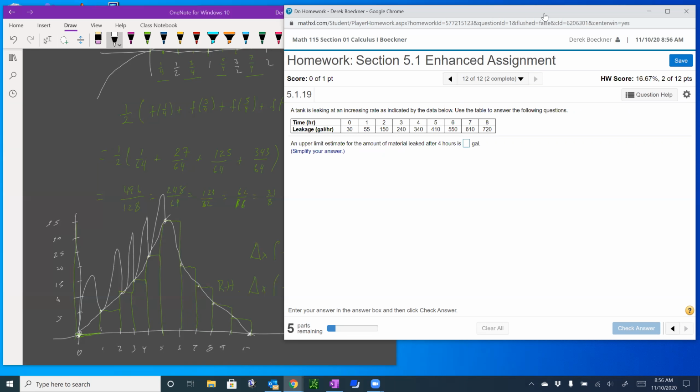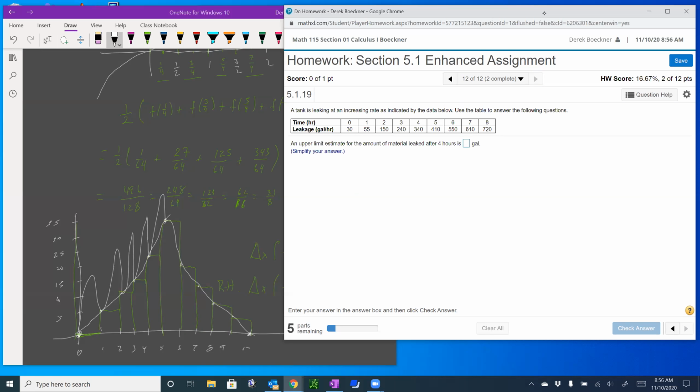And then here we've got a leaky tank, and we want an upper estimate for the amount. So we're going to find the rectangles. And we only have function values at the integers, so the best we can do is have the sides of our rectangles at each of the integers. Because if I put the sides of the rectangles someplace else between the integers, I wouldn't know how big the function is between those 2 integers.